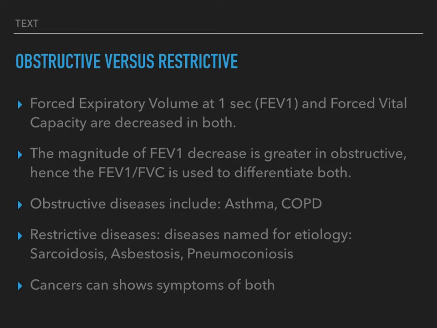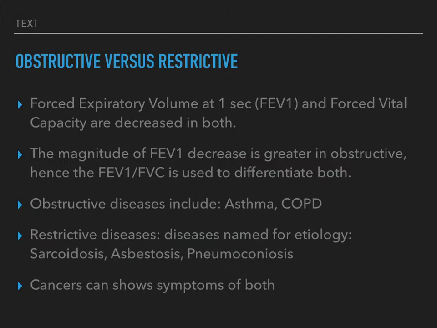So I'm going to start out with discussing obstructive lung disease versus restrictive lung disease. We always talk about FEV1 and FVC. Well, actually both are decreased in both types of lung disease. It's just that the magnitude of the FEV1 decrease is greater in obstructive. So the ratio is going to be much less in obstructive than it is in restrictive. In obstructive, it's about 50%, and in restrictive, it's close to 80% or close to a normal ratio of 1.